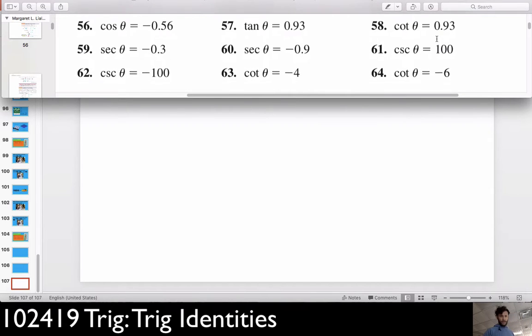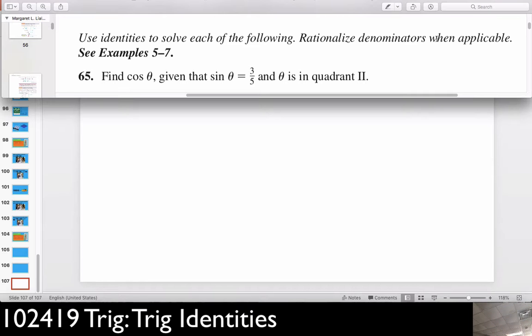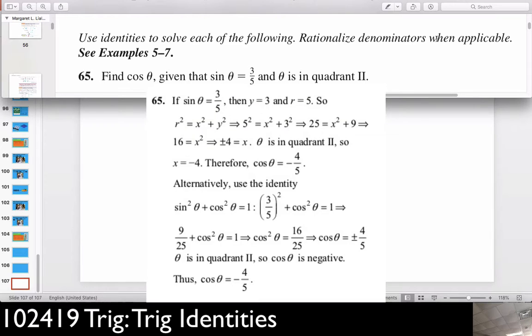65. It's another one of these? No. Okay. Use the identities to solve each of the following. Rationalize the denominators when applicable. Find cosine theta, given that sine is 3 over 5. So we know it's in quadrant 2. It's over here. And r equals 5, y equals 3. And theta is over here.